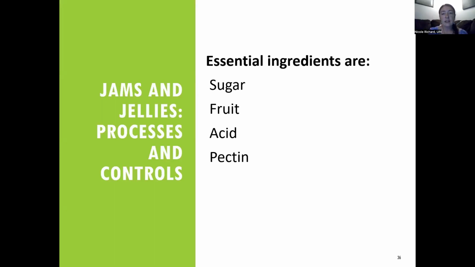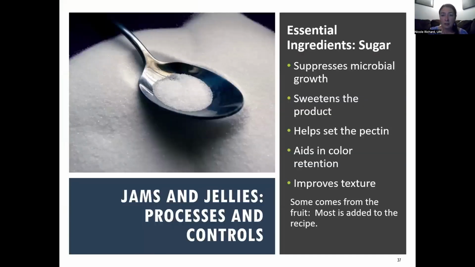So for jams and jellies, the essential ingredients include sugar, fruit, the acid or the pH of the recipe, and the pectin. Sugar suppresses microbial growth by lowering the water activity. It also sweetens the product. It helps set the pectin. The sugar aids in color retention and improves texture of the fruit.